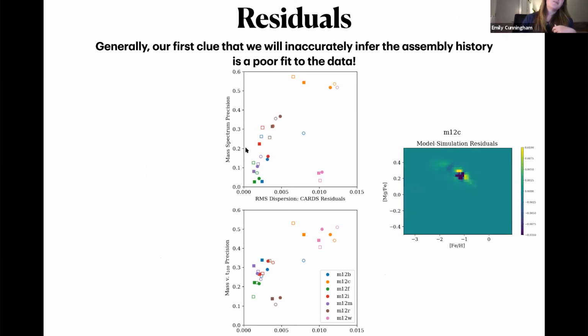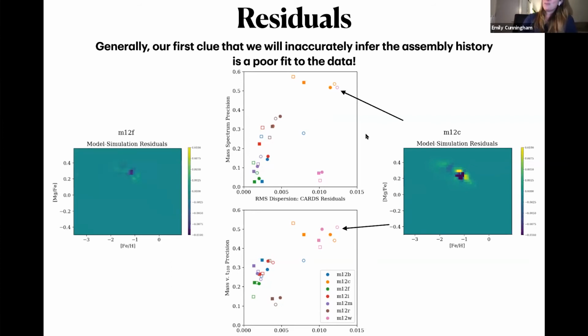And in the top panel, I'm showing how precisely we're inferring the mass spectrum. And in the lower panel, I'm showing how precisely we're inferring the mass accreted as a function of the quenching time of the progenitor. And we have high residuals and poor precision for M12C. But we of course have M12F, which is shown here by the green points, where we have low residuals and high precision in the inferences for our assembly history.